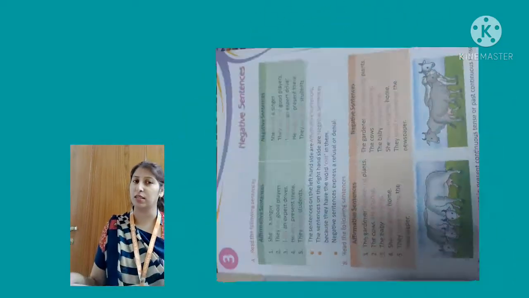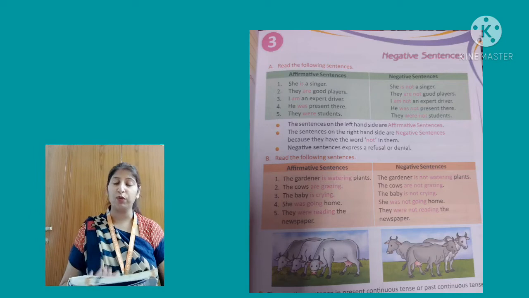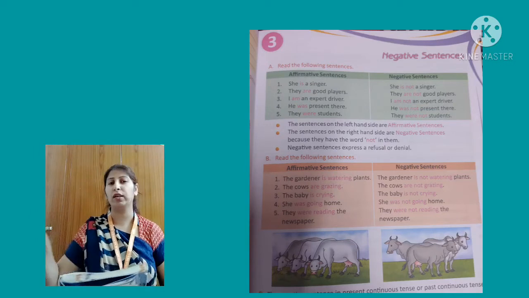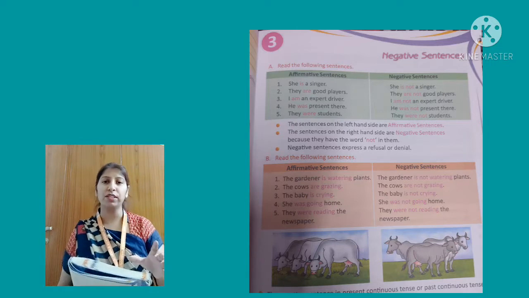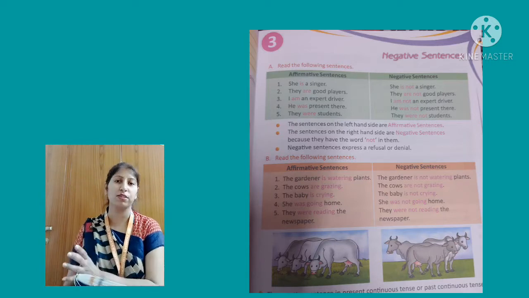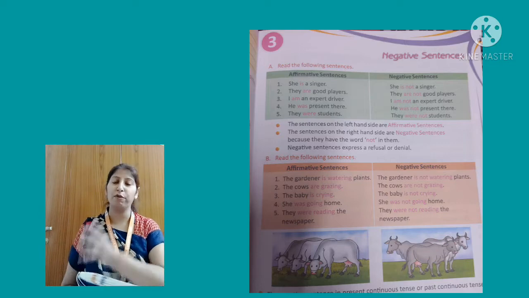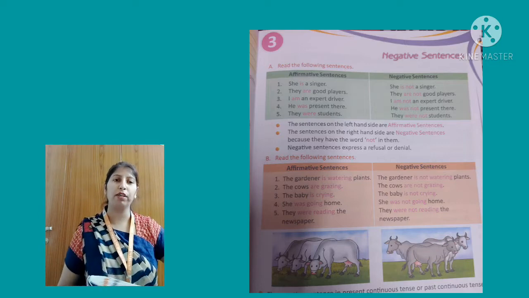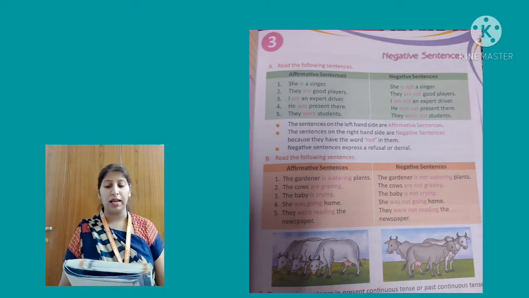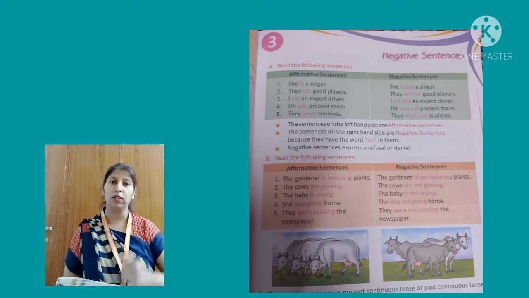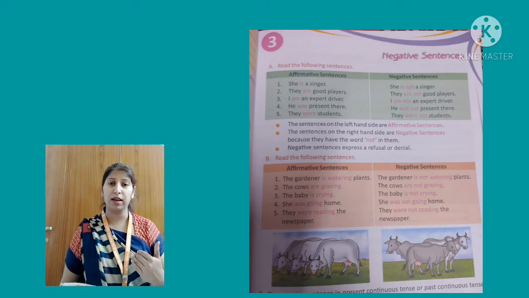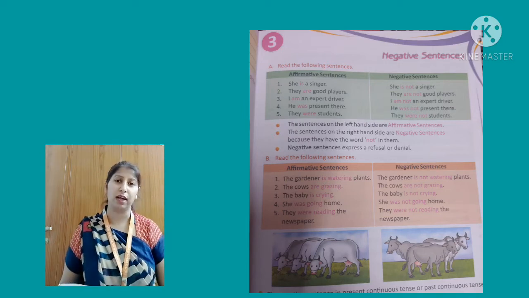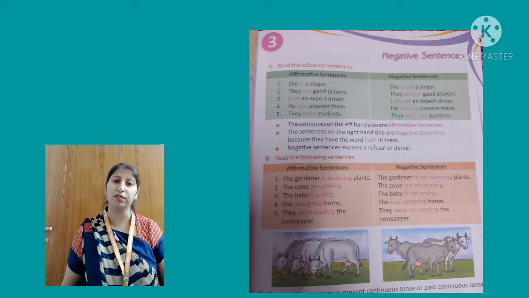Now, the question is how to form negative sentences. In this chapter we will study this also. See, to form negative sentences, we must have a sentence in positive form. There must be an affirmative sentence, and only then can we form it into negative form. Correct? Like, she is a singer, so the negative will be she is not a singer. I was present there, I was not present there. Like this we form negative sentences.